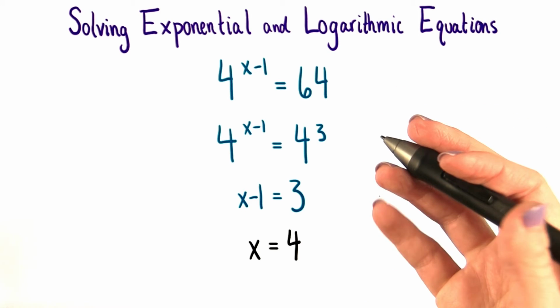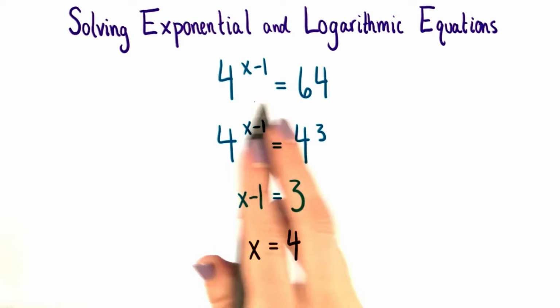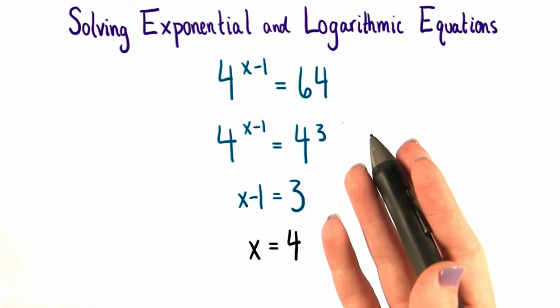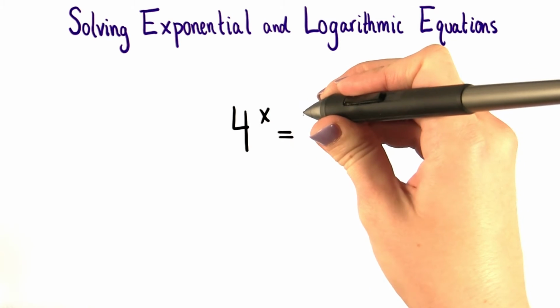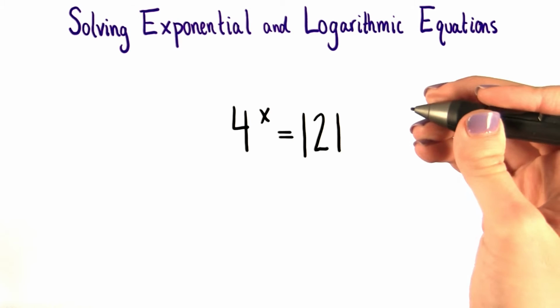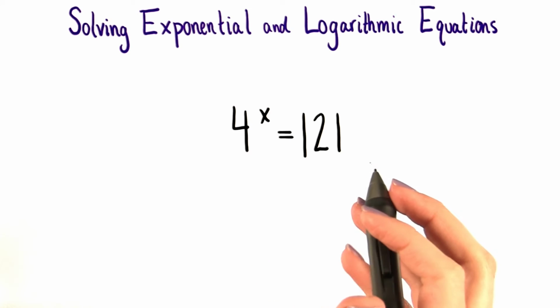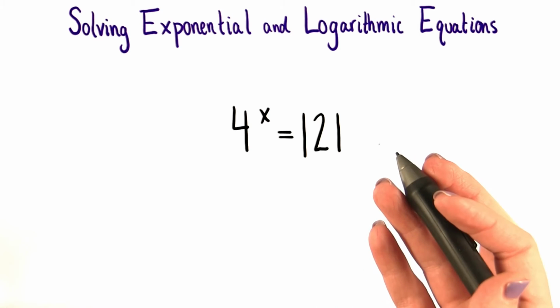This is all well and good if our numbers work out nicely, but what if we don't have numbers that are as pretty as these, that work this easily together? Let's stick with 4 to the x, but how about on the right-hand side of the equation we put something different, like 121. Now, this problem is not as simple as the last two. We can't easily make 121 into a power of 4.